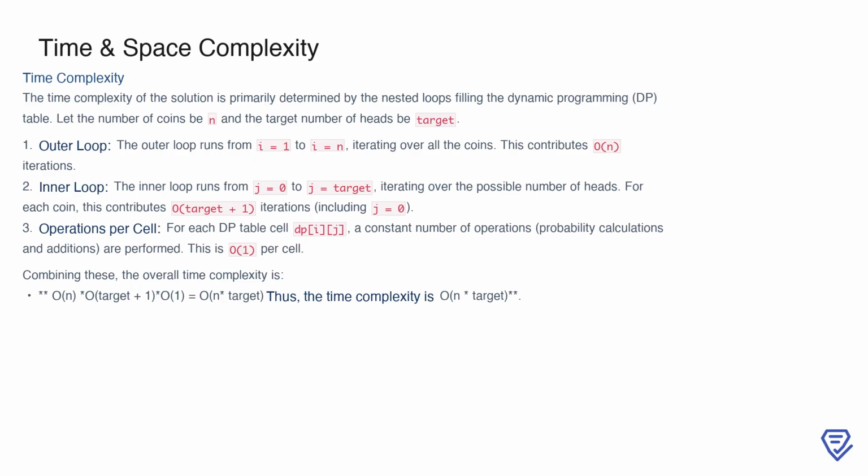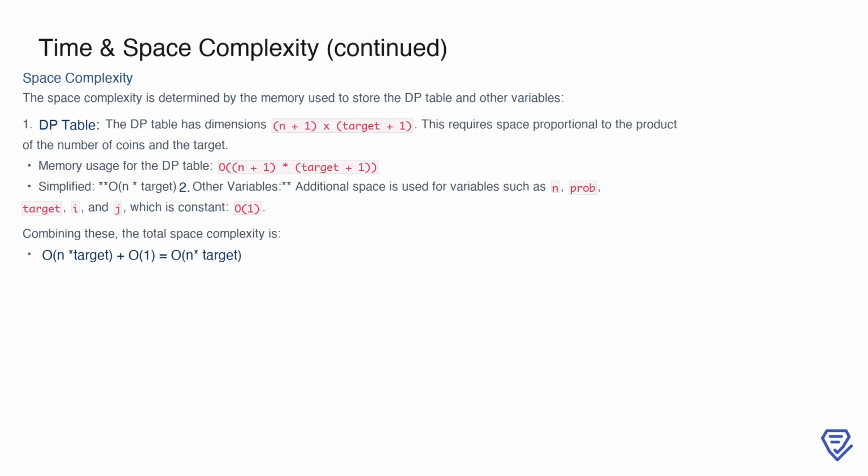The space complexity of the solution is determined by the memory used to store the dynamic programming table and the additional variables. The DP table has dimensions (n + 1) x (target + 1), because it stores results for all coins and all possible numbers of heads up to the target. This requires space proportional to (n + 1) * (target + 1), which simplifies to n * target.